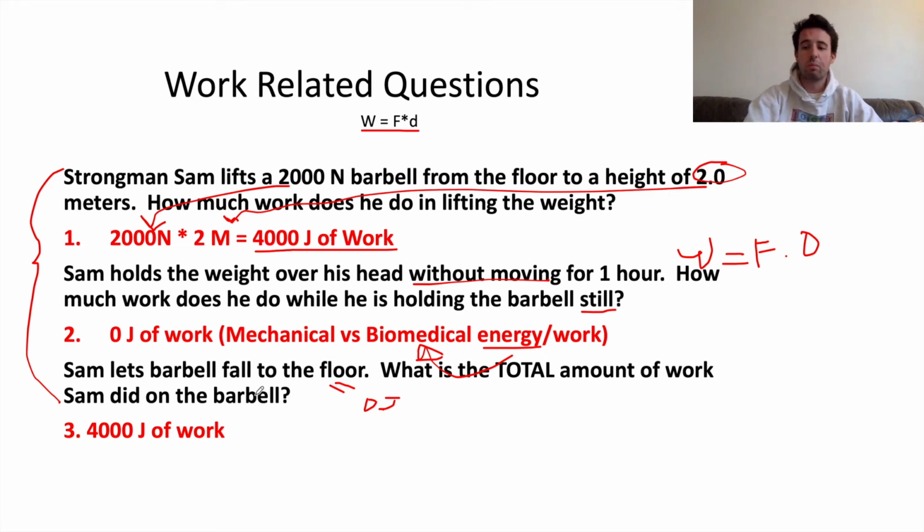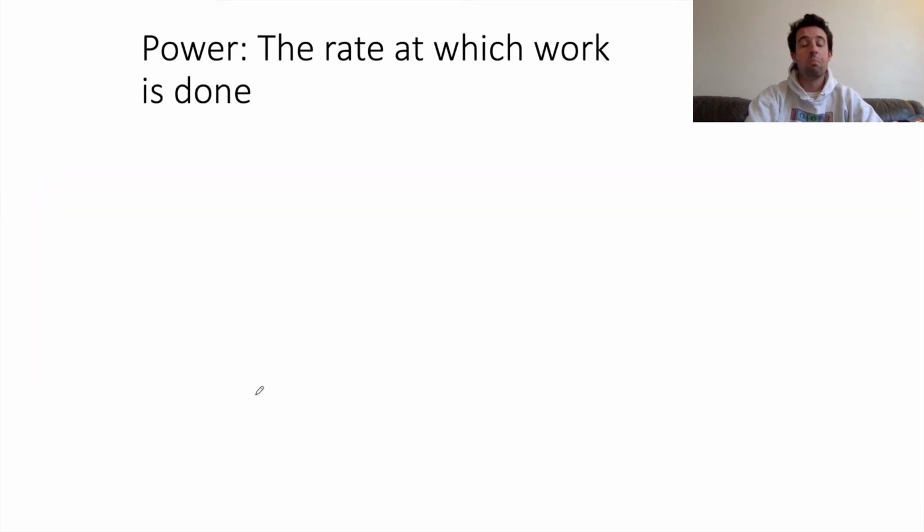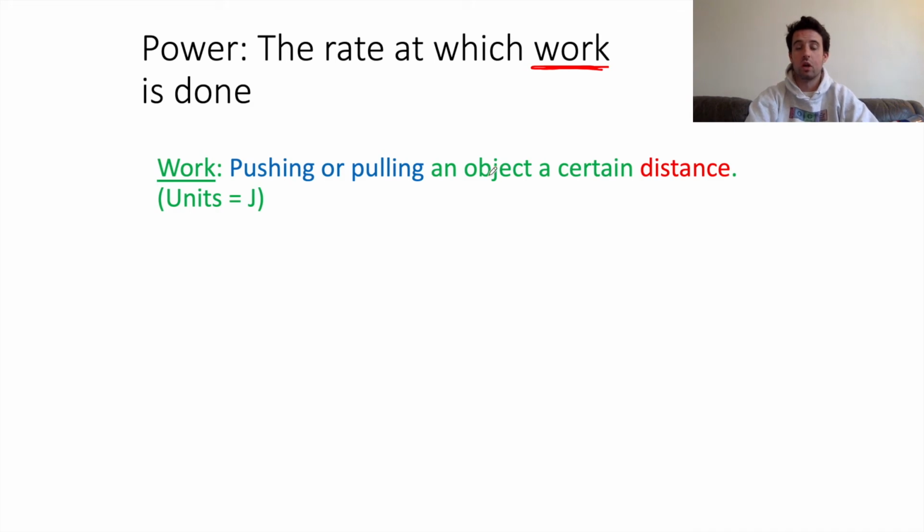Cool. Let's talk power. Now, power is known as the rate at which work is done. That's a great start to a definition. We're going to give it a better one. So remember, this power definition has this word work in it. So remember, work is when you push or pull an object a certain distance. So you've got to have a force, and you've got to have a distance there. So remember, our equation is work is force times distance. Push or pull, that's the force.